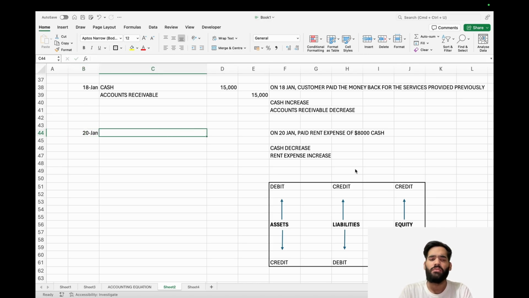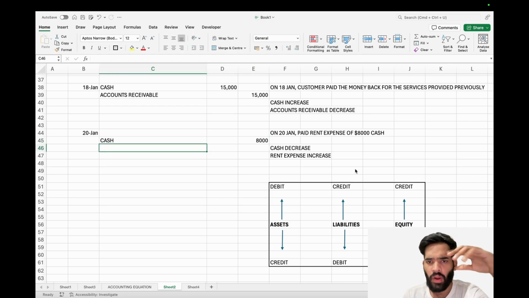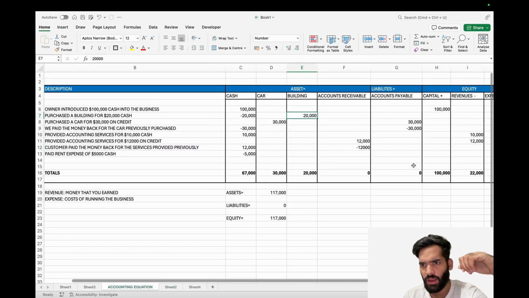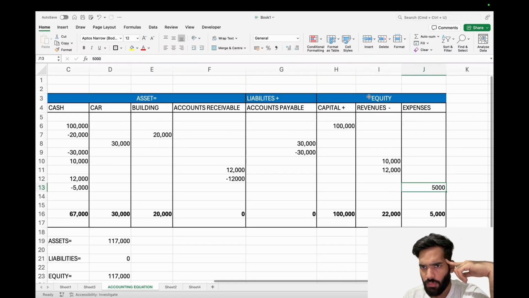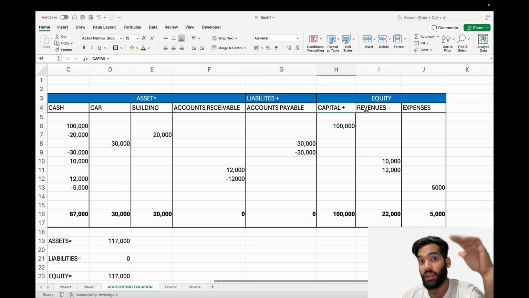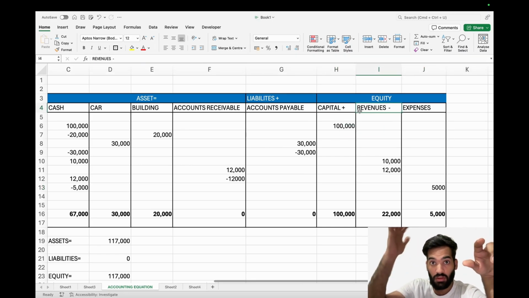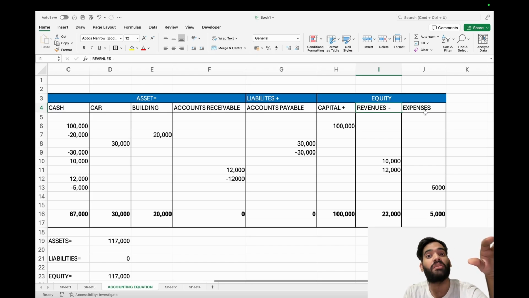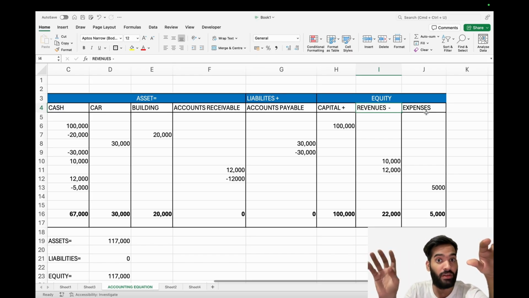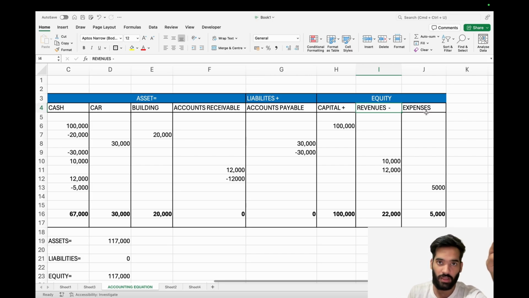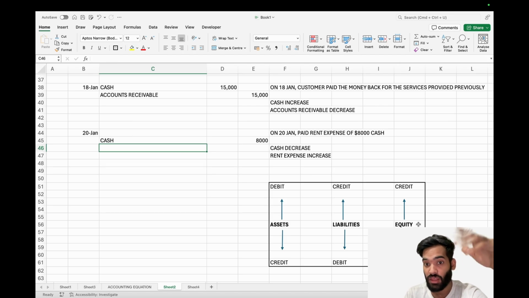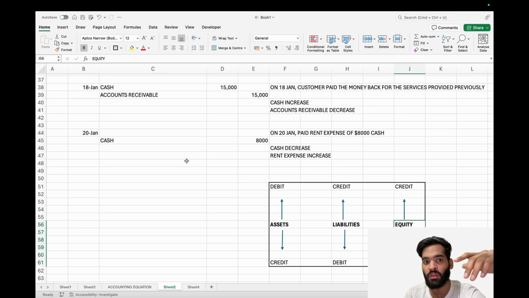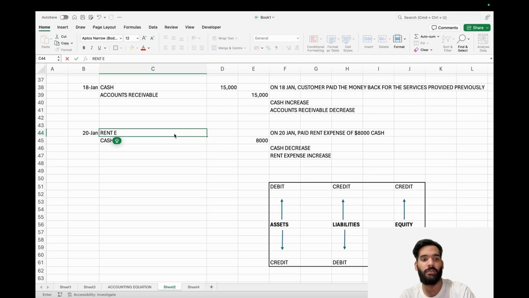So cash is decreasing, which is credit, of course, but let's think about rent expense. Now when we talked about expense, we also learned a formula under equity, right? We said the formula for equity is capital plus revenue, so capital and revenue both increase equity, and minus expense means whatever expense happens, it always decreases the value of equity. Now if you can follow that logic, you understand that since expense decreases equity, and equity decreases on the debit side, rent expense will be debit.